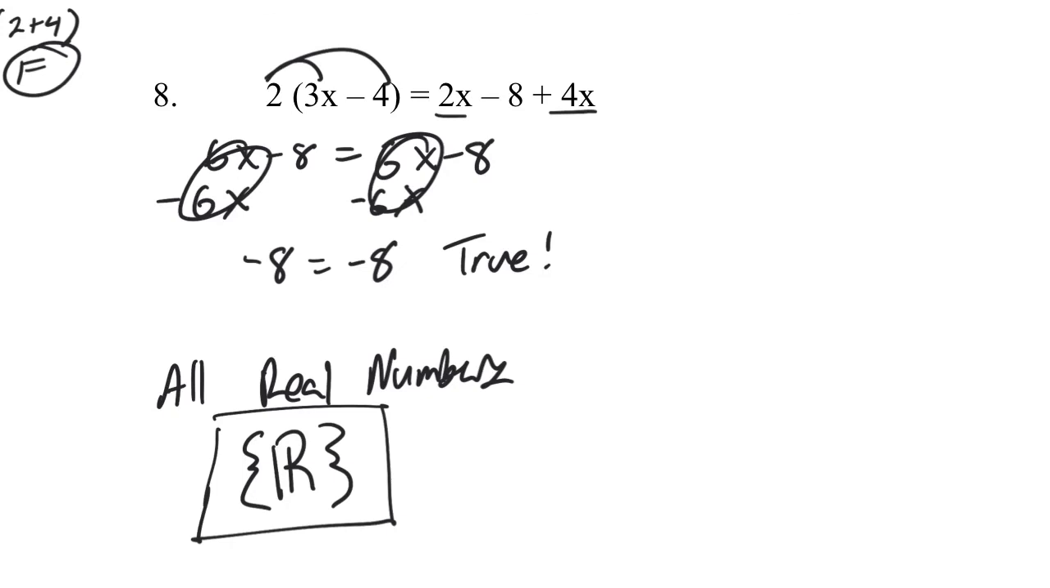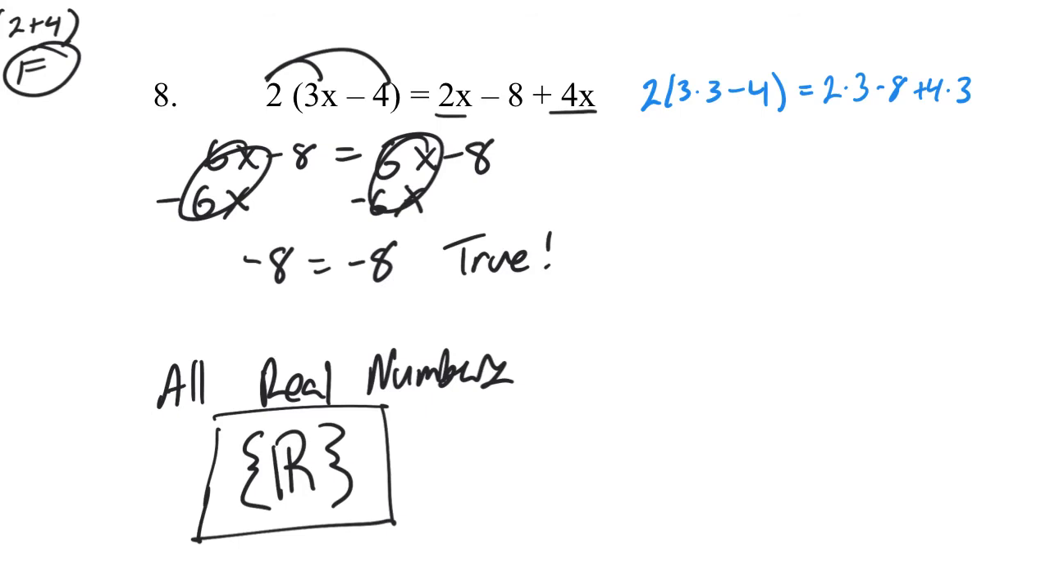Let's just check this. Let's pick a random number. Let's pick 3, and plug it in and see what happens, because we're saying all real numbers are solutions, so we could really pick anything. We could pick 1/2, but we're going to pick 3. So 2 times 3 times 3 minus 4, and we're hoping that equals 2 times 3 minus 8 plus 4 times 3. Let's work with this.